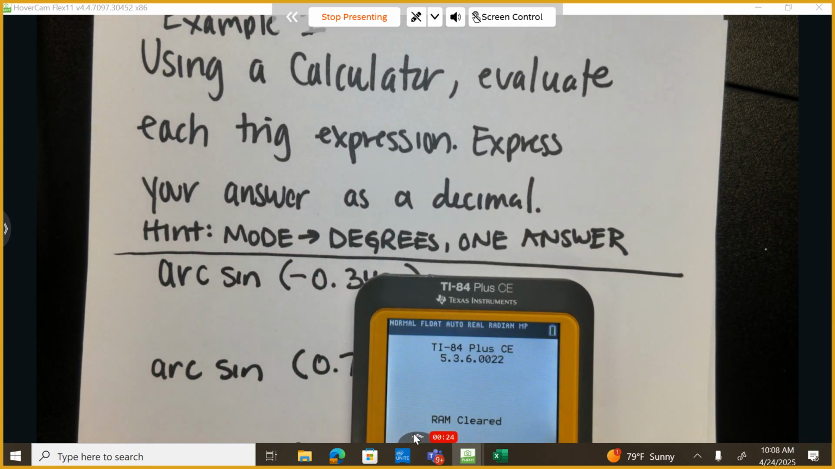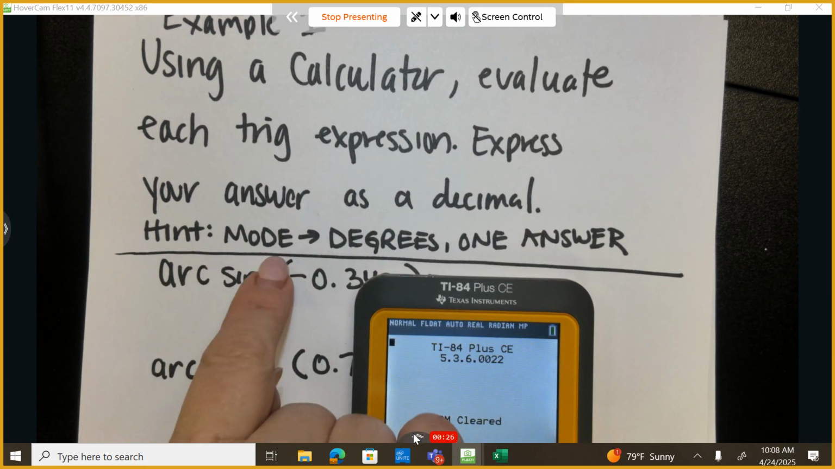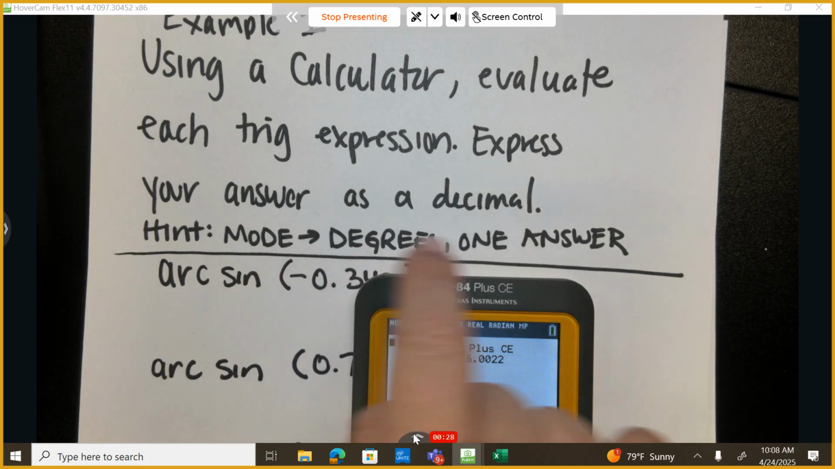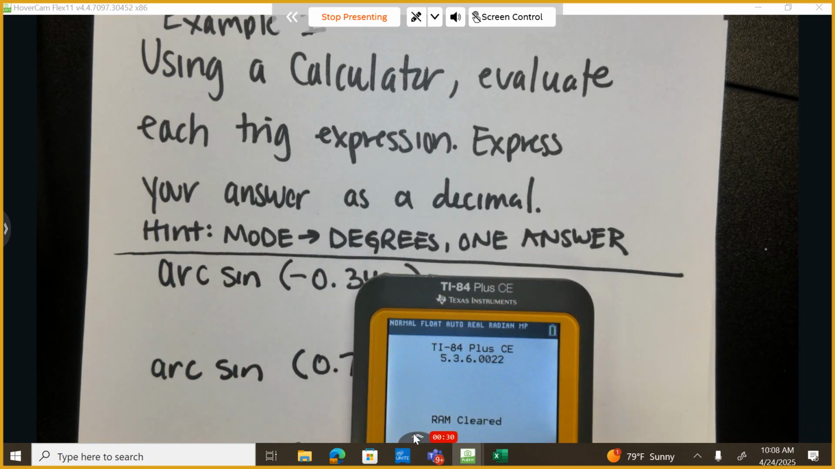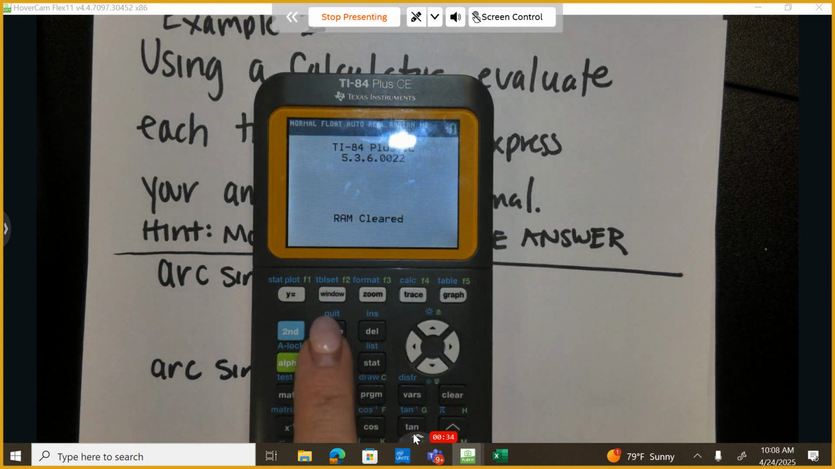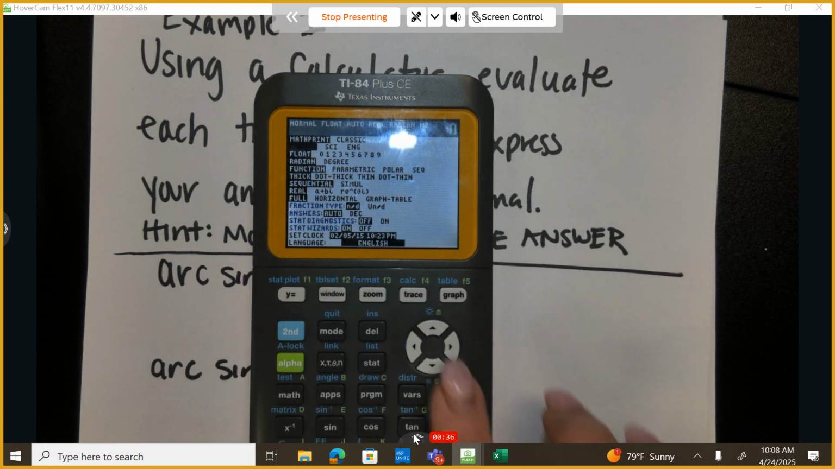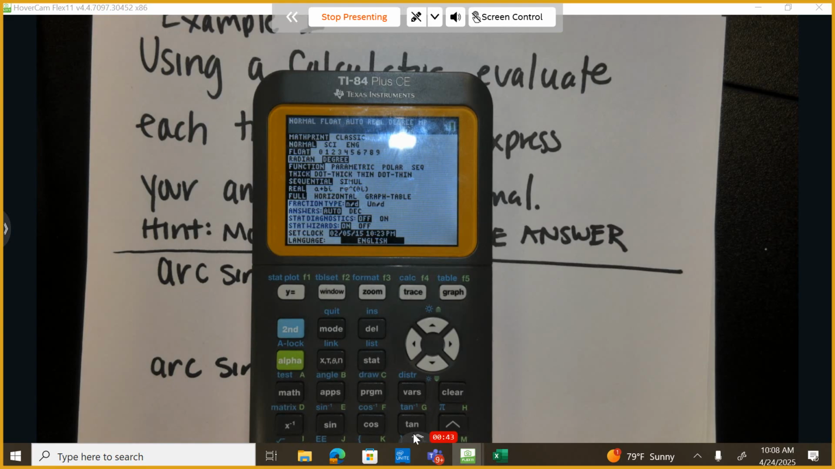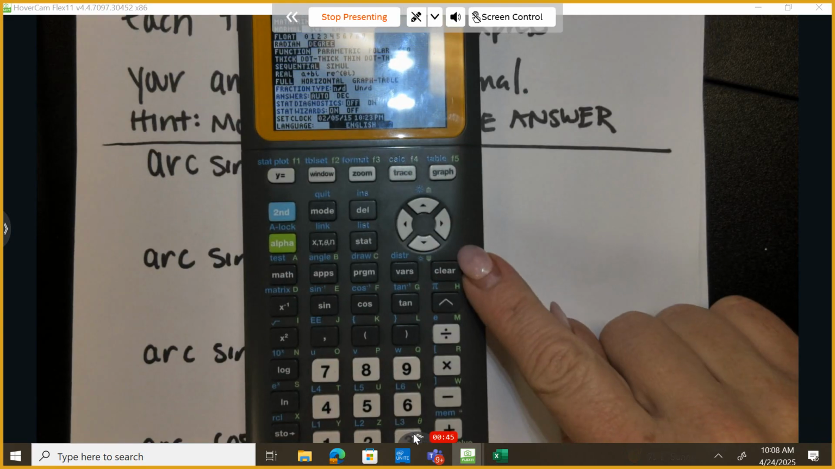Now to get started on this problem, I can see that the hint was we need to be in the mode that's in degrees, and we're going to achieve one answer for each problem. So please find mode, and please use the arrows to go down and across to degrees, and press enter. Once you've done that, you're going to hit clear.